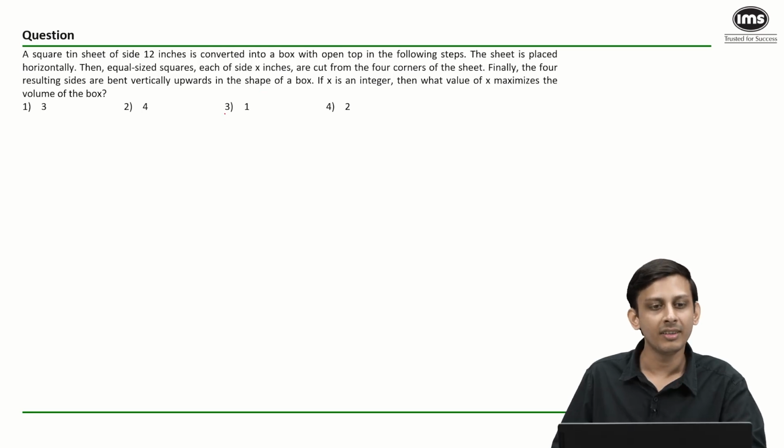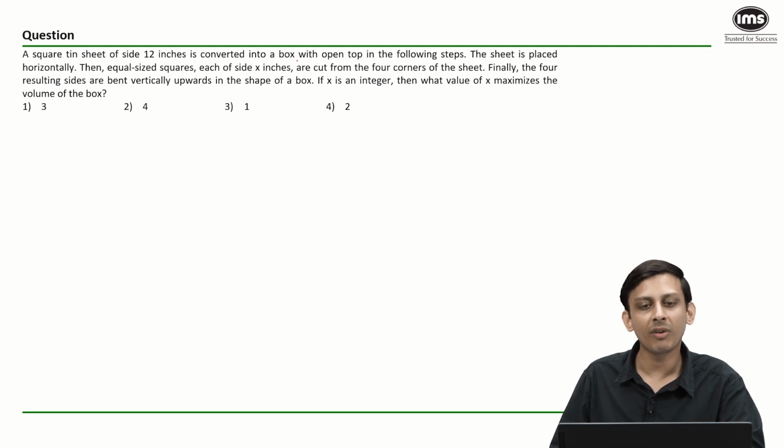If you look at this question, a square tin sheet of side 12 inches is converted into a box with open top in the following steps. The sheet is placed horizontally. Then equal size squares, each of side x inches, are cut from the 4 corners of the sheet. Finally, the 4 resulting sides are bent vertically upwards in the shape of a box. If x is an integer, then what value of x maximizes the volume of the box?